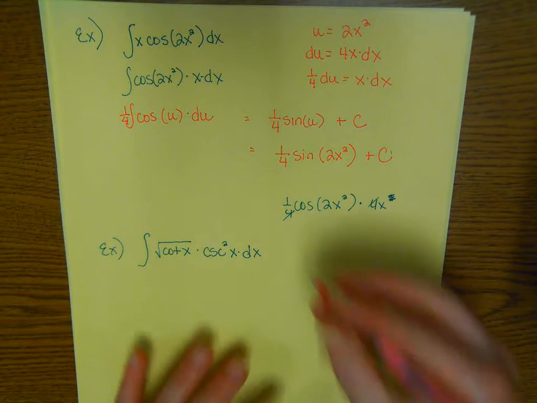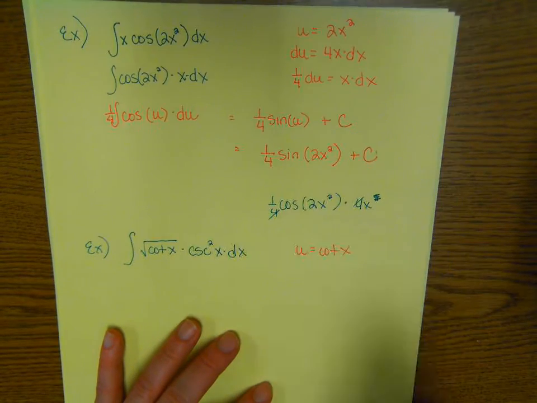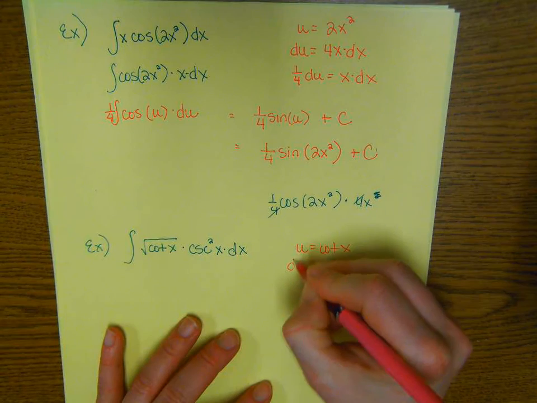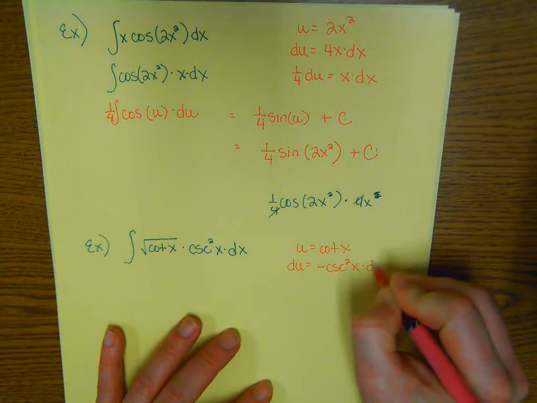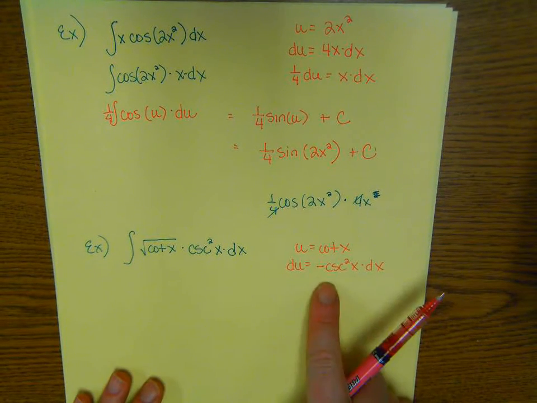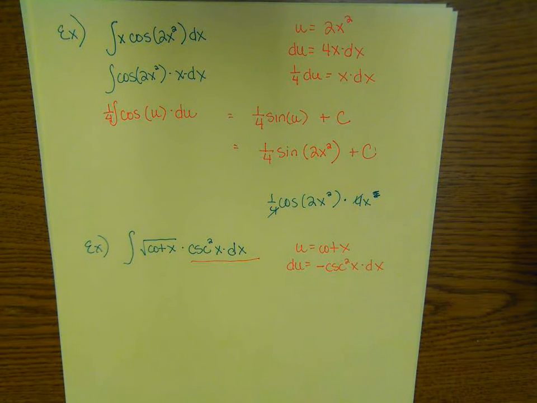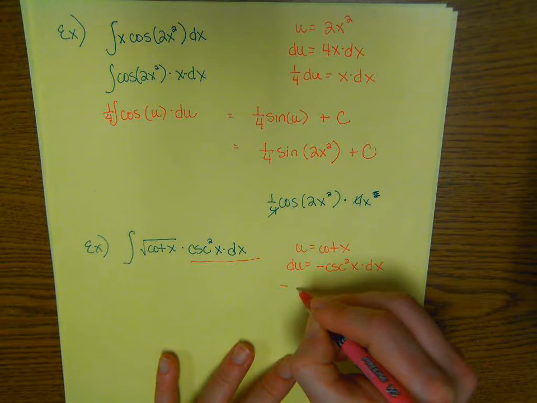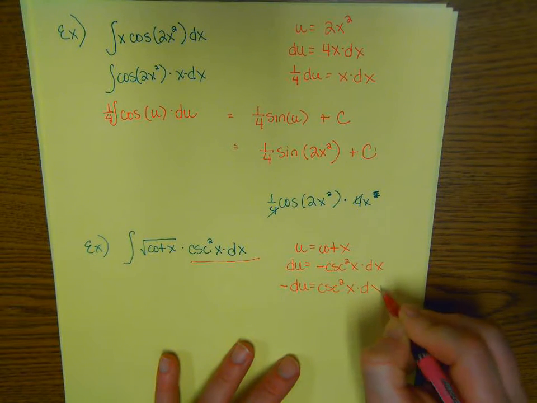Okay, so here's what I'm going to write. u is cotangent of x. What's du? Negative cosecant squared of x dx. All right, so when I sub out, I need to sub out not negative cosecant squared x, but just cosecant squared x dx, right? So what should I do? Just make du negative. So negative du is equal to cosecant squared x dx.